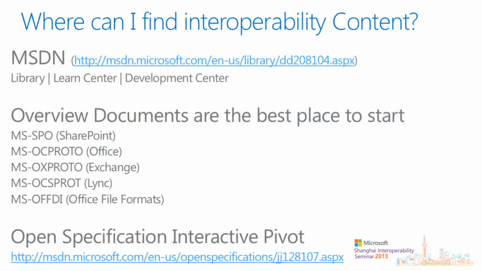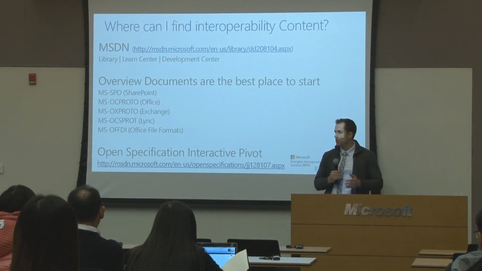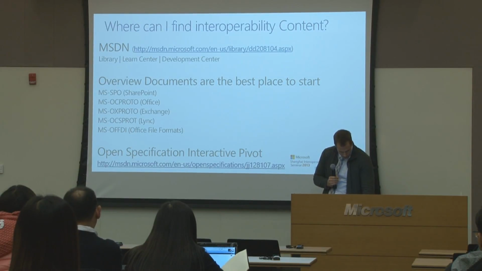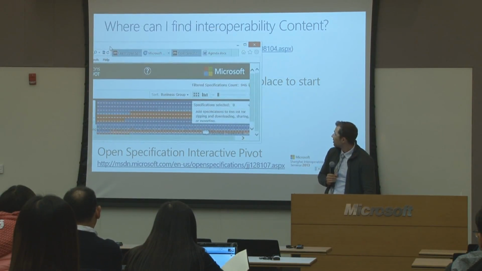To find it, you can just go to MSDN. There's an open specification link. I can pop that up real quick. There's a variety of ways to surf through the content. If you go to msdn.microsoft.com, you'll see open specifications, and you can dive into any topic that you're interested in. We also built a pivot table to help make the process a little bit easier.